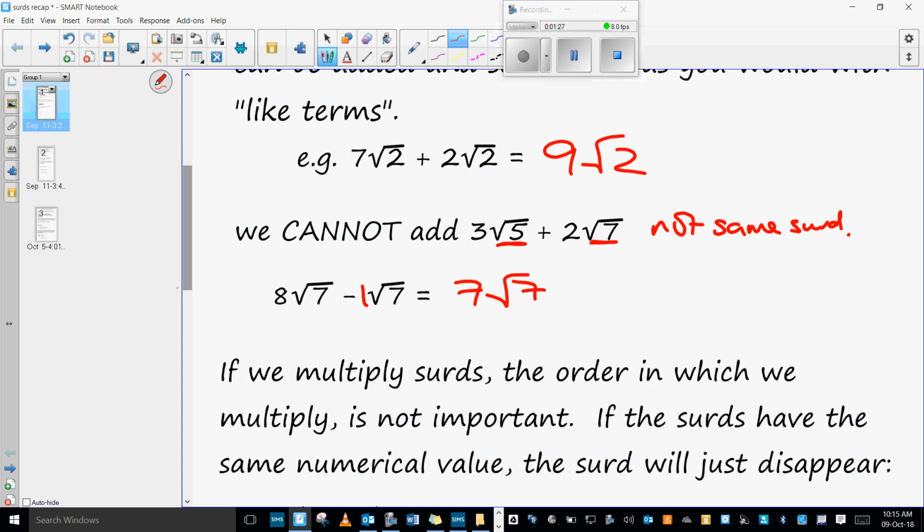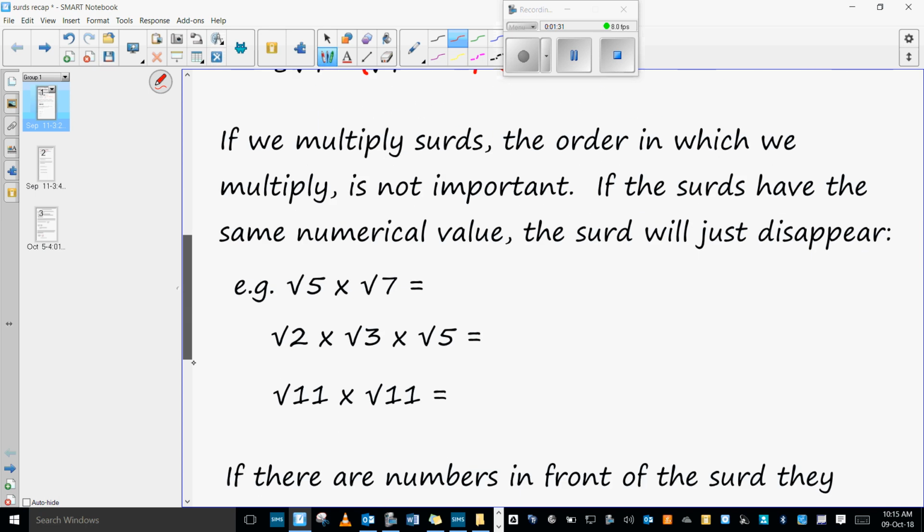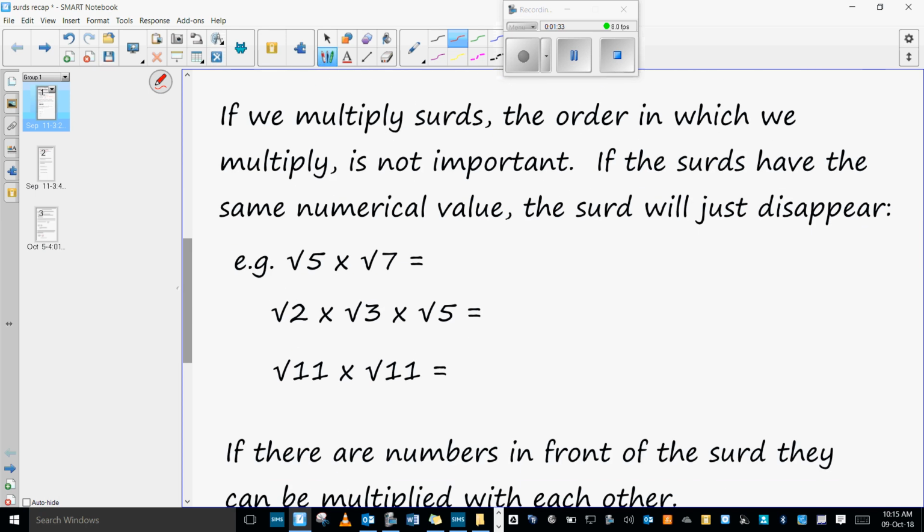Alright, so that's adding and subtracting. If we're multiplying them, the order we multiply doesn't matter. But basically, if you've got 2 different roots, this would become what? Root 35. Why is that, Mia? 5 times 7 is 35. Yeah. So if they are separate roots, you can just combine them to be one single one.